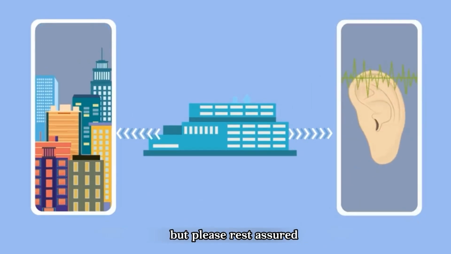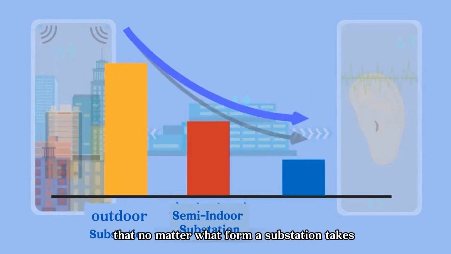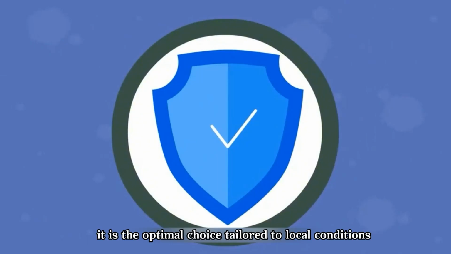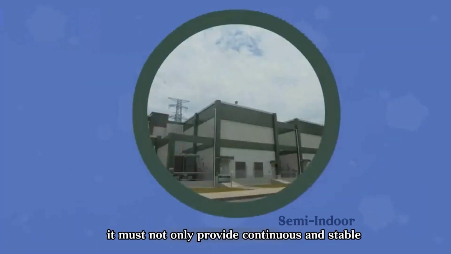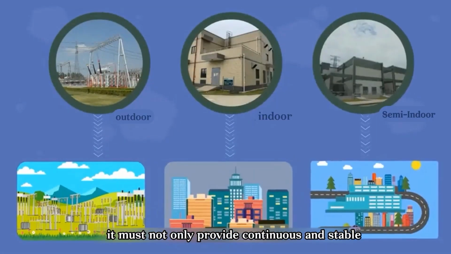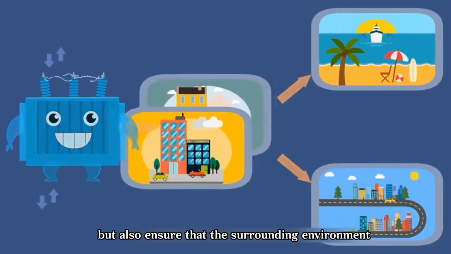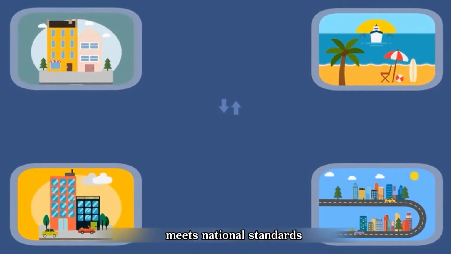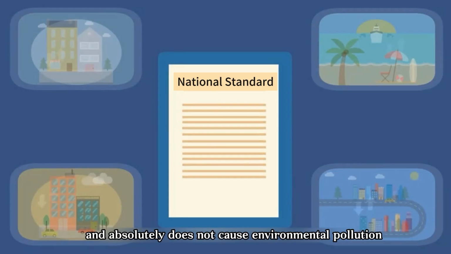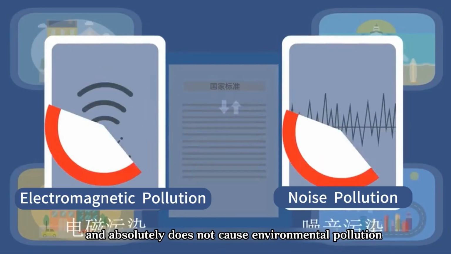But please rest assured that no matter what form a substation takes, it is the optimal choice tailored to local conditions. It must not only provide continuous and stable electrical energy to surrounding users, but also ensure that the surrounding environment meets national standards and absolutely does not cause environmental pollution.